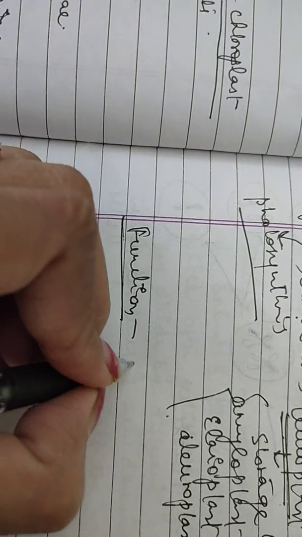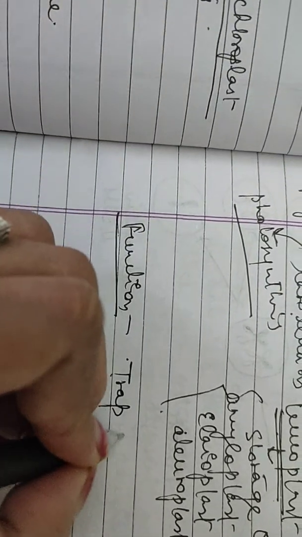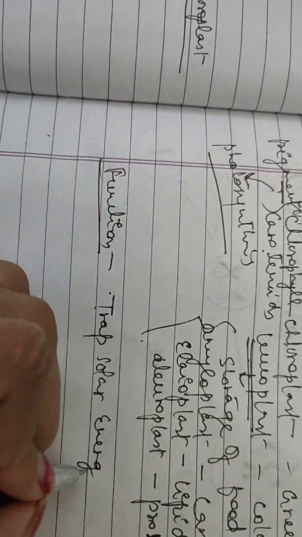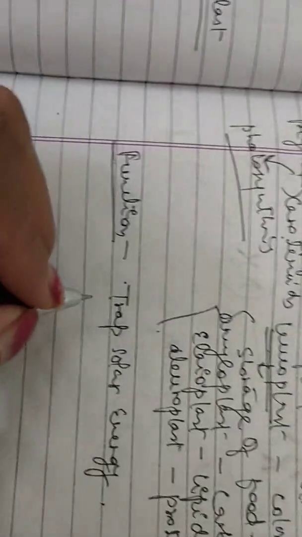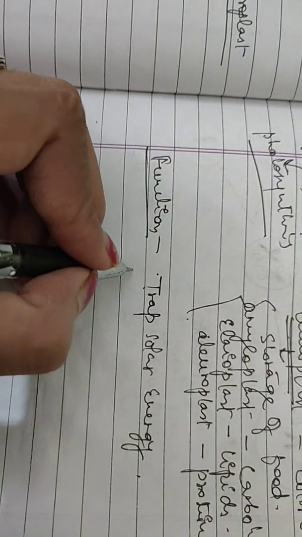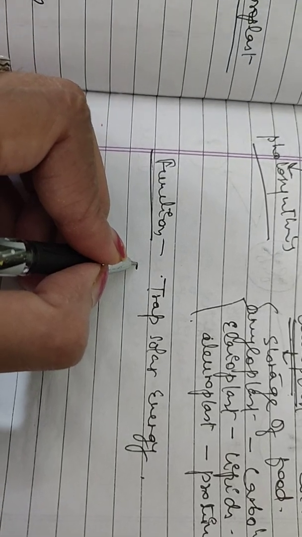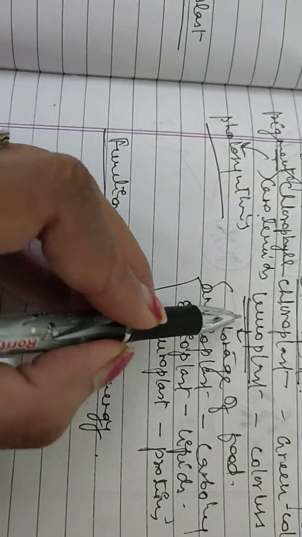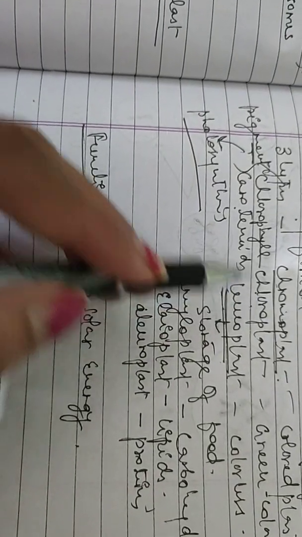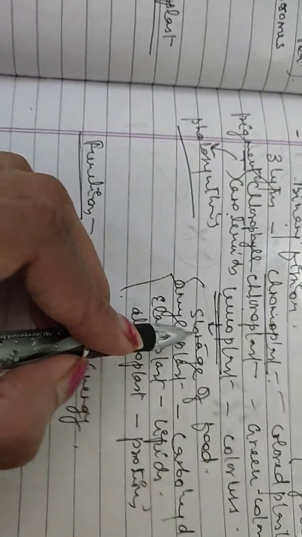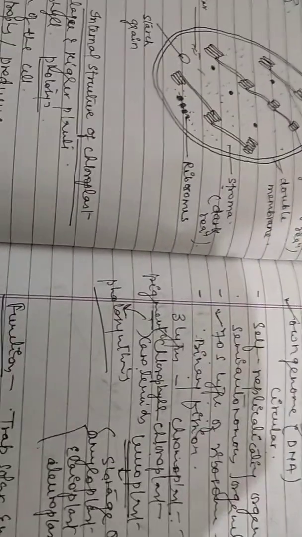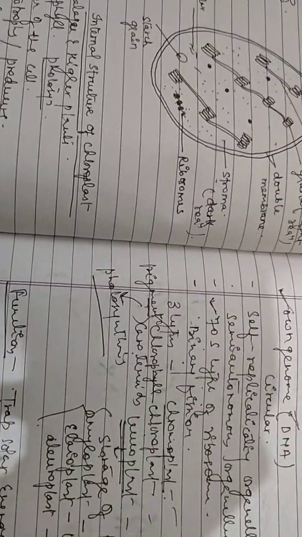Its function is to trap solar energy, for the process of photosynthesis to occur. It traps solar energy to manufacture food for the plant. Chromoplast imparts various colors, and leucoplast stores the food material. So this is all about the plastid, the structure of plastid.